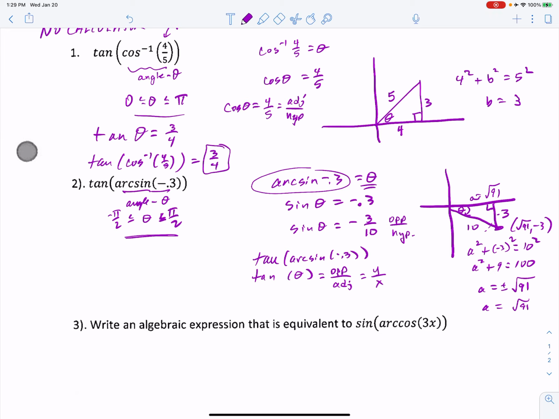And so tangent is y over x, so it's a negative 3 over square root of 91, or that means the tangent of this angle, rationalized, is a negative 3 root 91 all over 91. All right, and so, again, this expression, arc sine of a negative 0.3 represents the angle, and the tangent of that angle is that negative 3 root 91 all over 91.